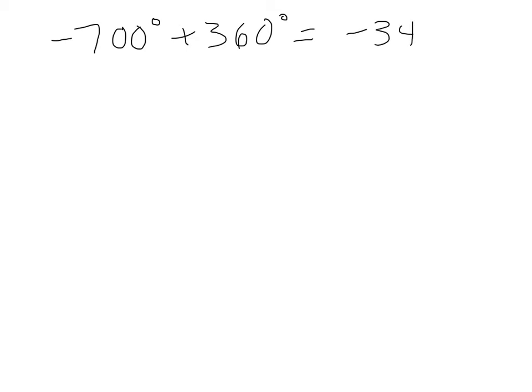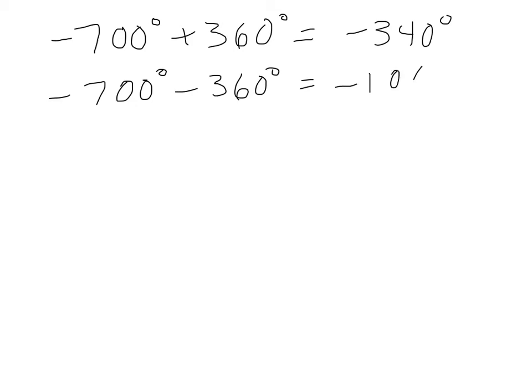Let's start with a negative angle. Let's start with negative 700 degrees. We have two options. We can add 360 degrees, and if we add 360 degrees, we will still have a negative angle of negative 340 degrees. We could also choose to find a negative angle by subtracting 360 degrees, as that would also give us a negative angle.